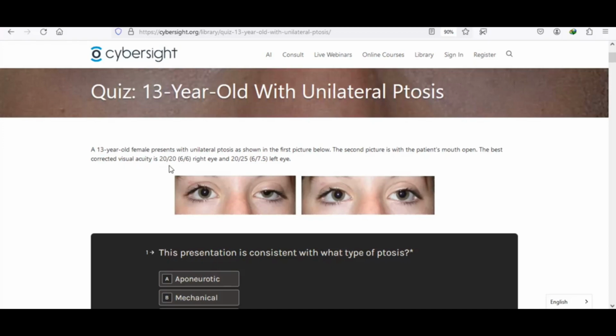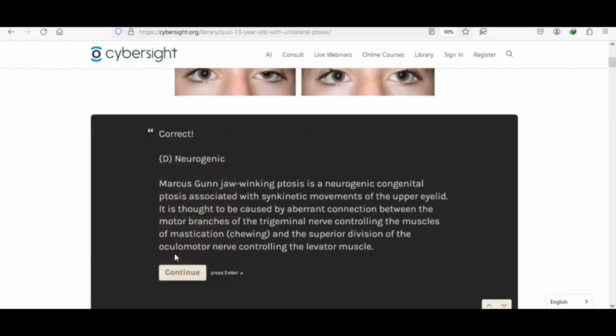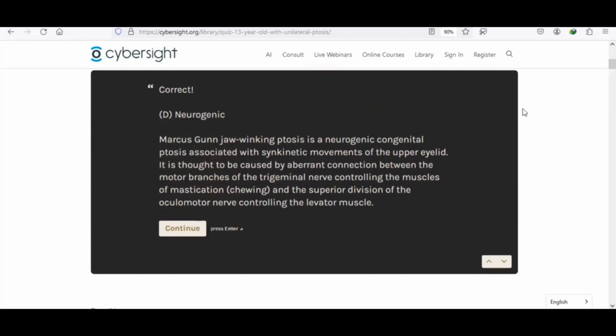The best corrected visual acuity is 20/20 right eye and 20/25 left eye. So the next question: this presentation is consistent with what type of ptosis? We answered this in the previous class. It is neurogenic ptosis. Okay, so this is correct. But we didn't read it in the previous class, so let's read it together.